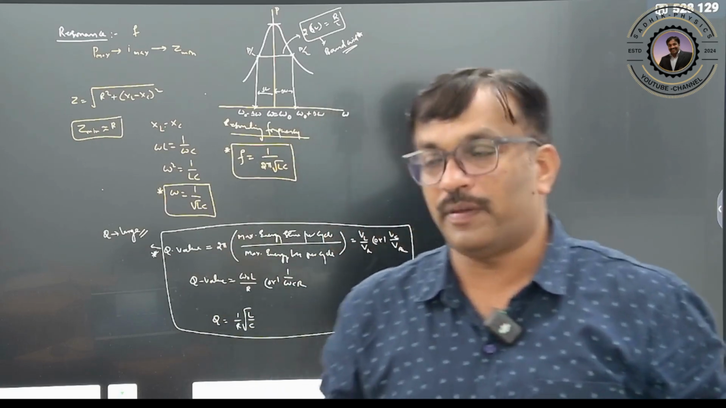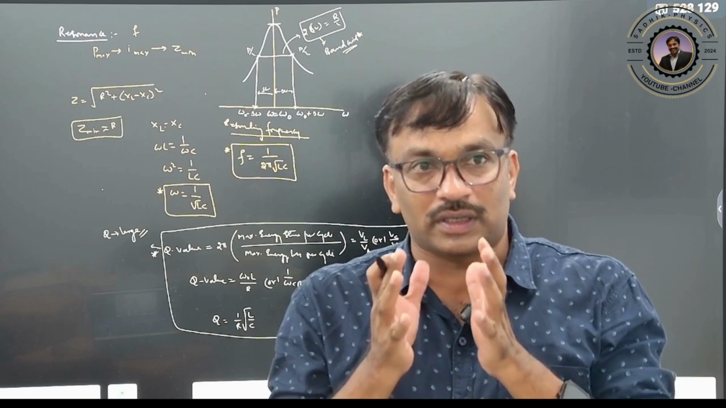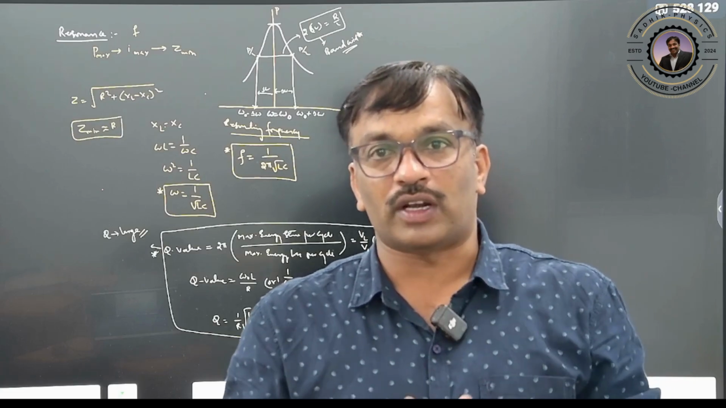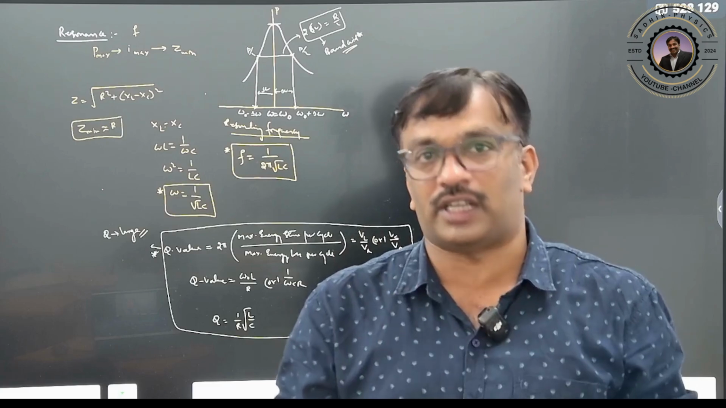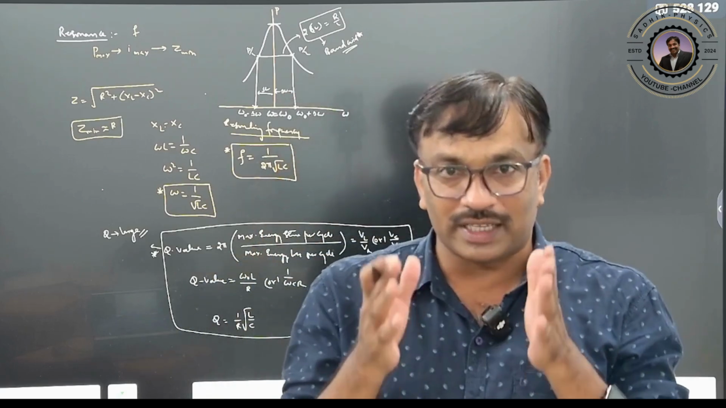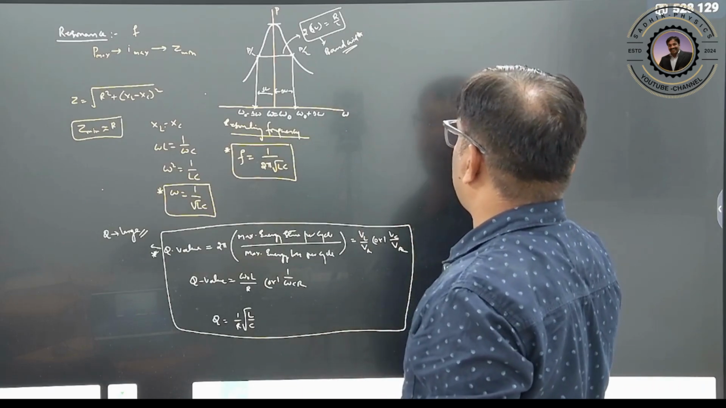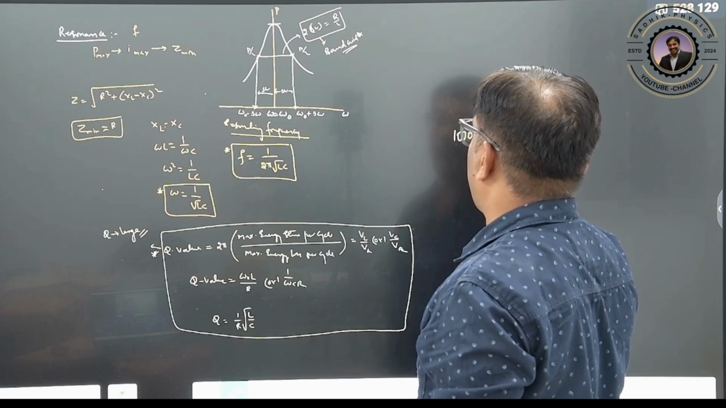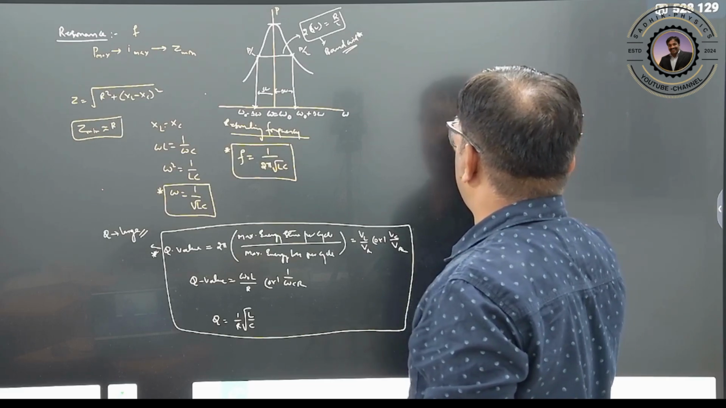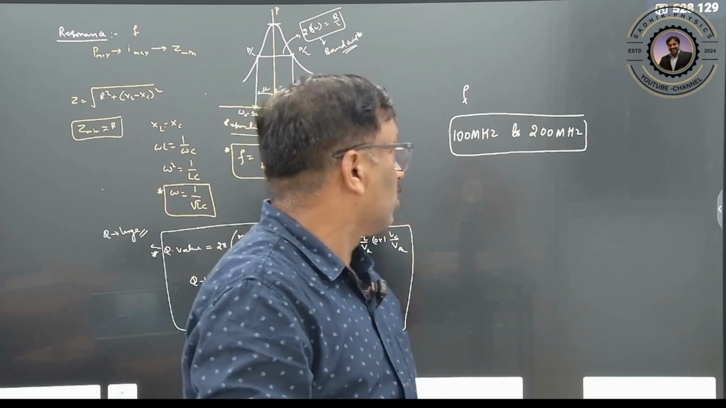Listen carefully. Suppose you want to create your own TV channel or radio channel. You should have one particular frequency range. You have to take permission from the government and get a certain amount of frequency range. Suppose I take one example: you are allotted 100 megahertz to 200 megahertz. This is the frequency range of your channel.